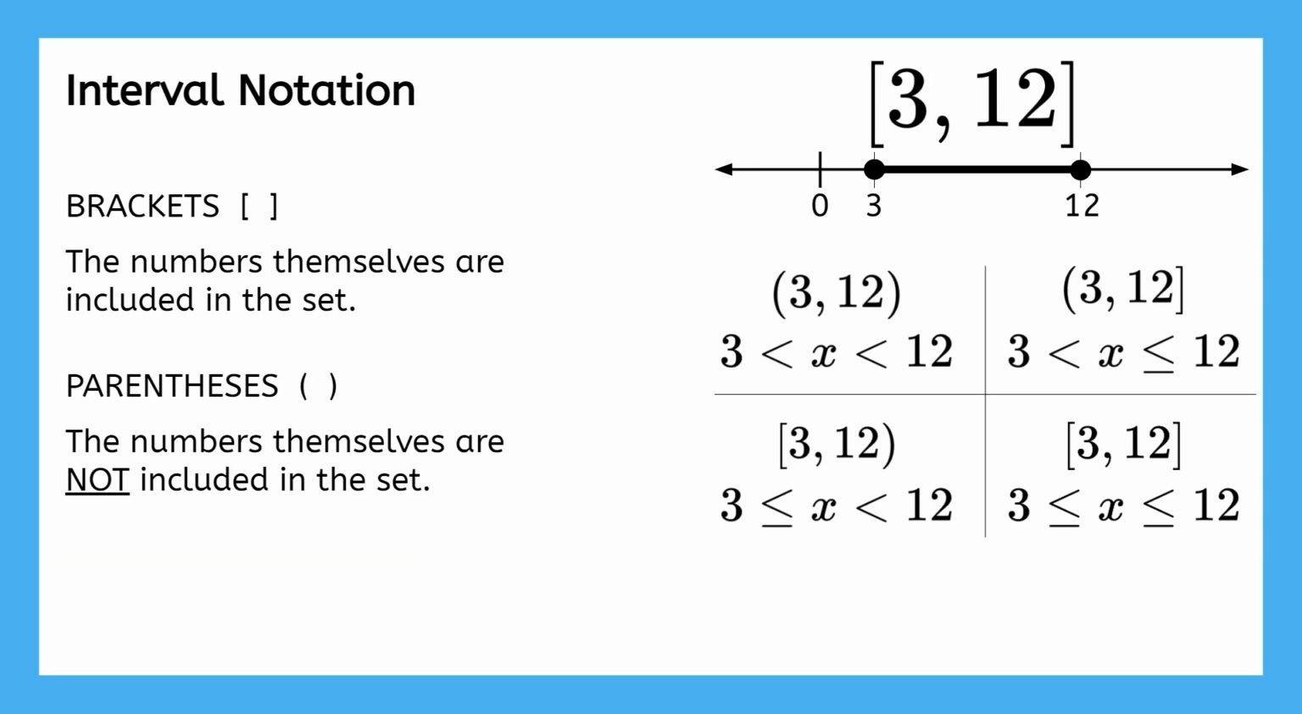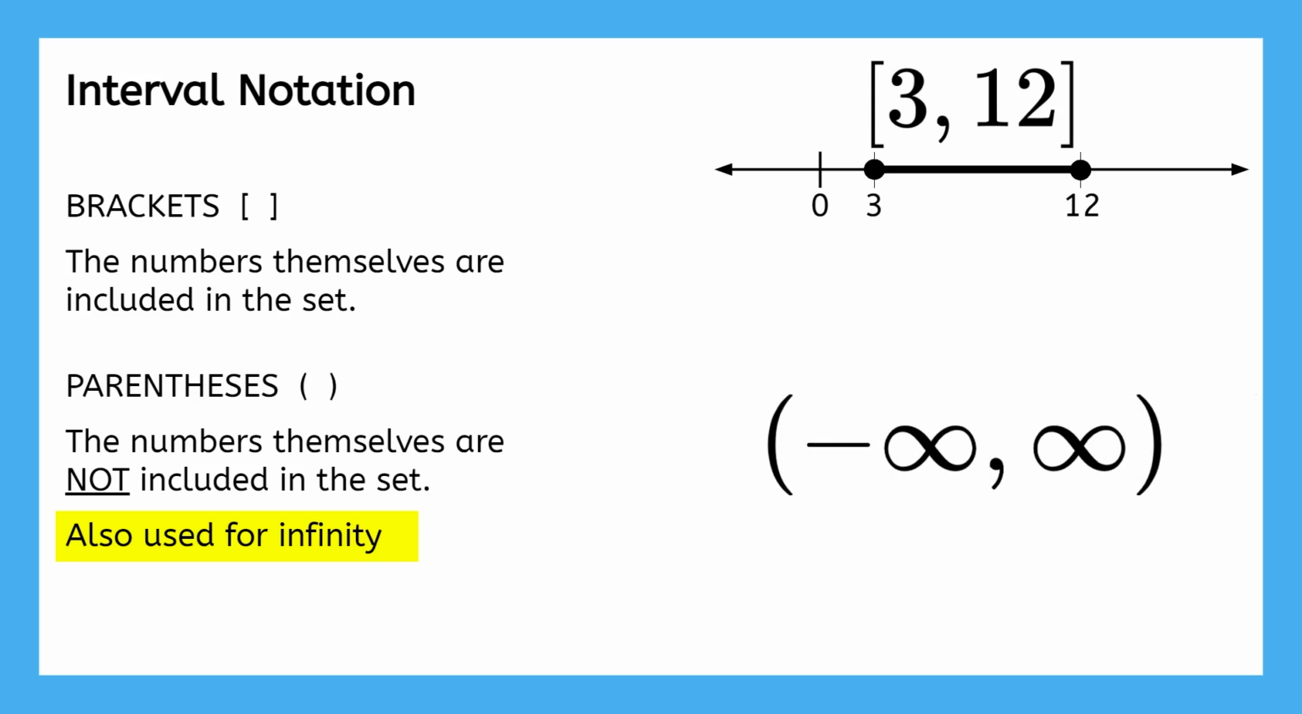One other important distinction to know is that soft parentheses are also used for infinity. Whenever you see infinity written in interval notation, you should always have soft parentheses on it. The interval at the top, 3 to 12 inclusive, will stop when it reaches 12, but the interval negative infinity to positive infinity keeps going on forever in both directions. Infinity is not a real number that can be contained in an interval. You should always use soft parentheses for infinity, whether positive or negative, because the interval can never actually reach infinity and stop.